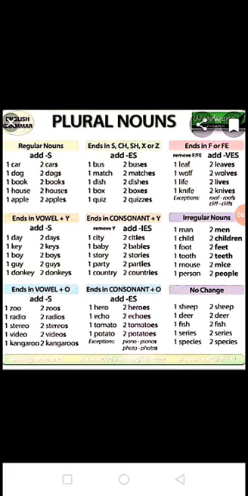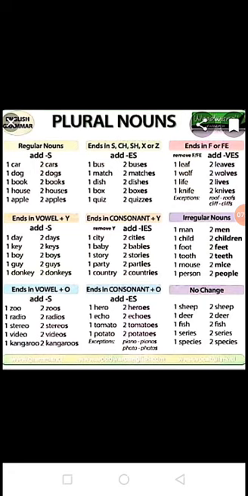See students, once again I am going to repeat these rules. See the first rule, regular noun. If the word is a regular noun, you should add only s. Then second rule, if the word ends in s, sh, ch, x or z, you should add es to make it plural. Then third rule, the word ends in f or fe, you should remove f or fe and add ves to make it plural. This is the third rule.